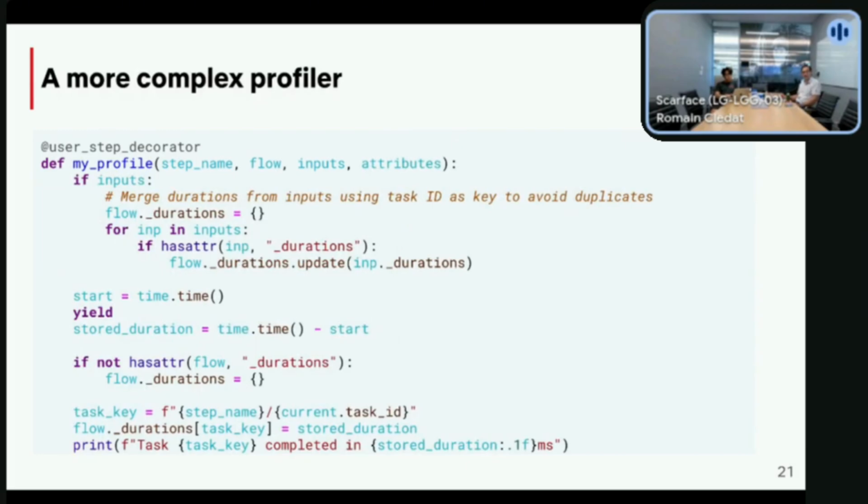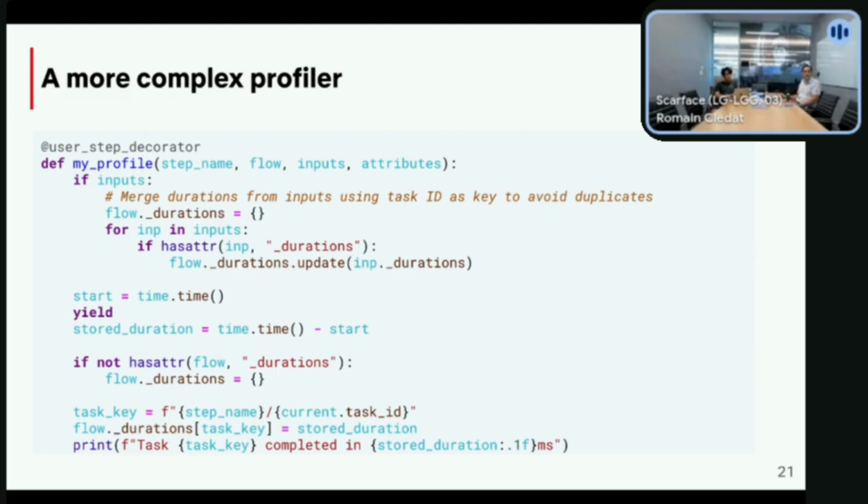A slightly more complicated one. We can actually keep all these durations and have them at the end, or print them at the end. This does the same as before by timing the step, but it also stores all of them in this artifact called _durations that will get propagated all the way till the end. You can see it has a little bit of logic to deal with join steps so that durations can get propagated properly and merged with all the durations that you have.